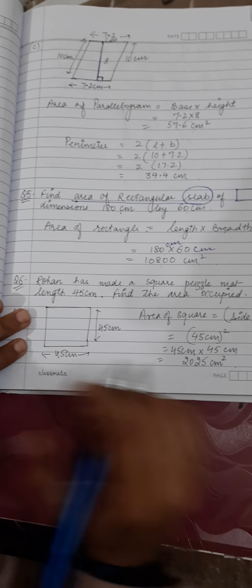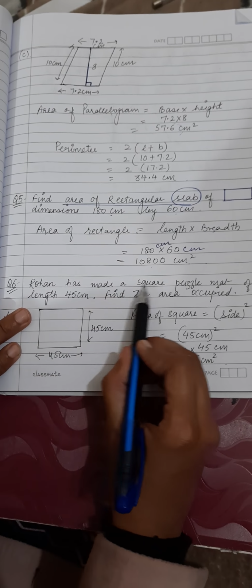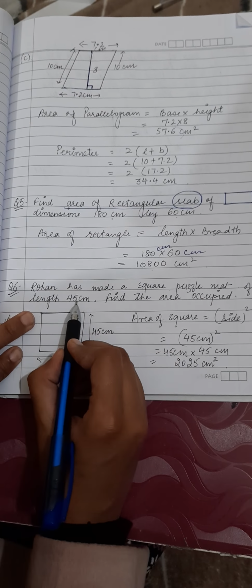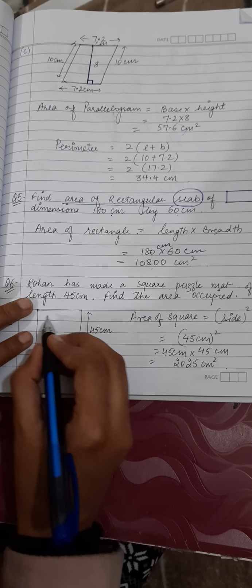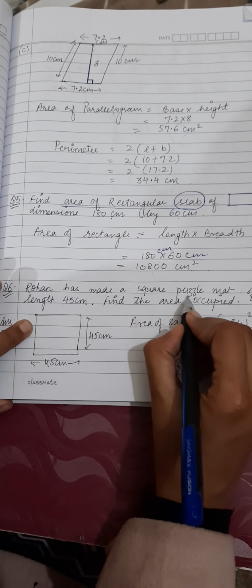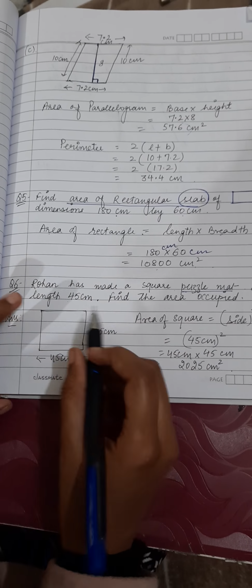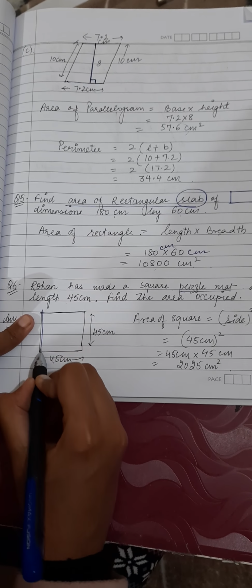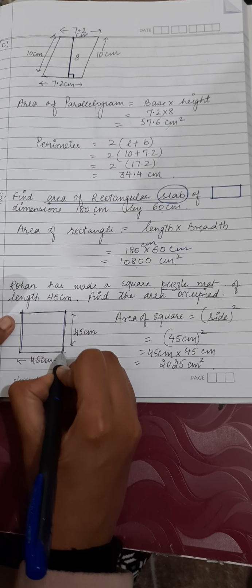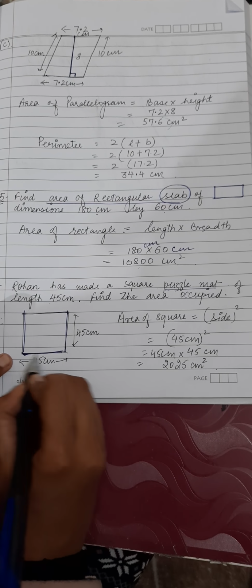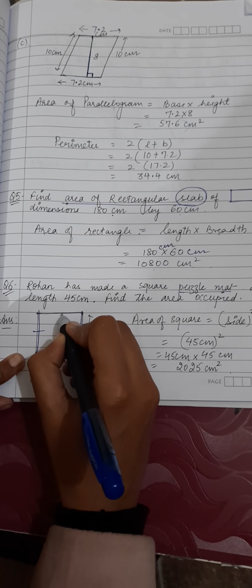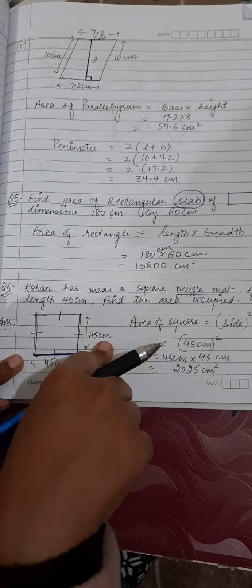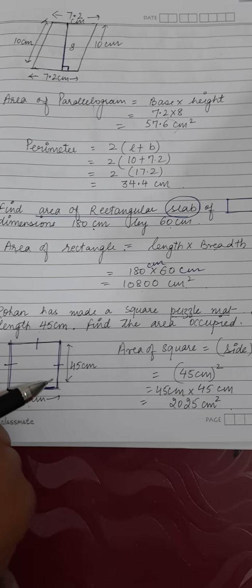Okay, let's do question number 6. Rohan has made a square puzzle mat of length 45 centimeters. Now there is one boy, Rohan, who has made a puzzle mat like this. Puzzle mat of length 45. Square shape it is. Mat is of this square shape. And the length, that means one side of the square is 45 and all the sides of a square are equal. So this is 45, this will also be 45, this will be 45, this will be 45.